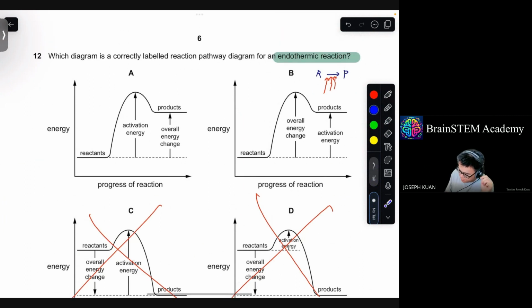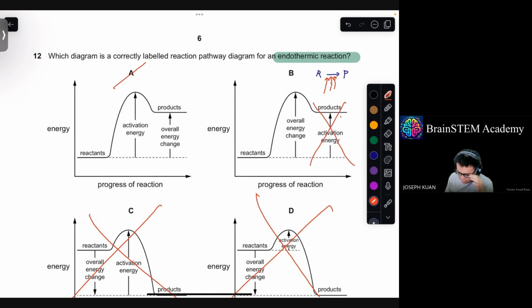So the next part is about your labels, right? The activation energy. Now think about it for a second. Do the products need activation or the reactants need activation? It's the reactants, right? Products just, well, products. They don't need activation at all. So this is wrong. It's actually A.